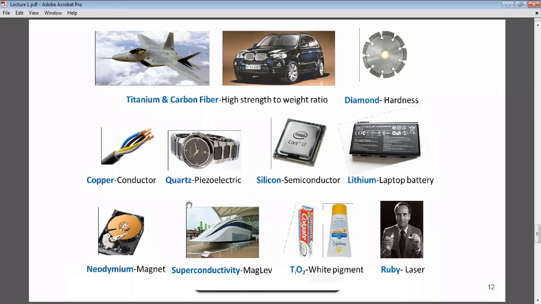Okay. Silicon is very well used in semiconductors, quartz in piezoelectrics, copper as conductors. Okay. And the more singular crystals they are, the better their functioning is.